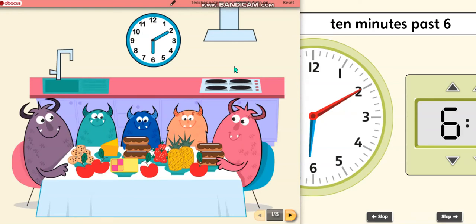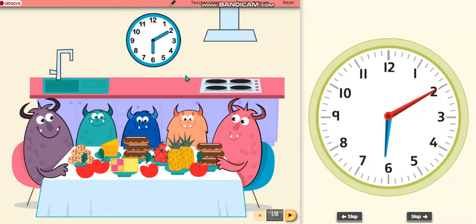Okay. Now, always remember that once the time strikes 12 noon, it is already p.m. until 11:59 at night. Okay, so our monsters here take 15 minutes to eat their dinner.